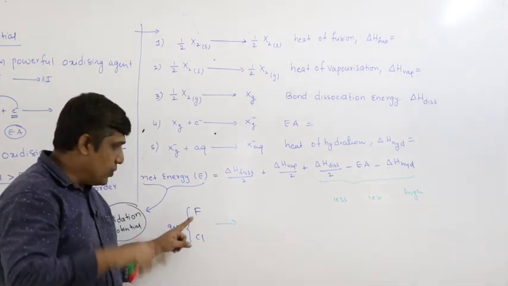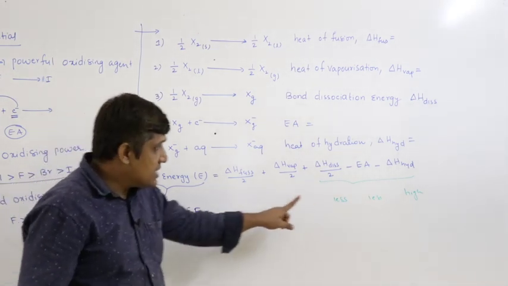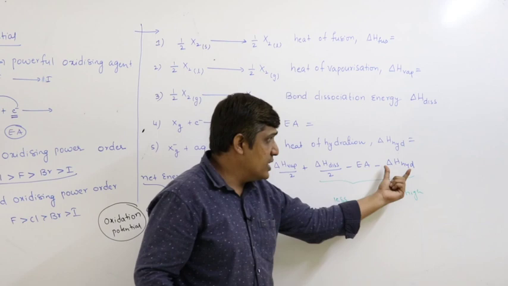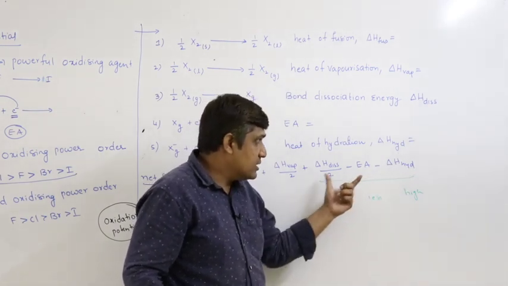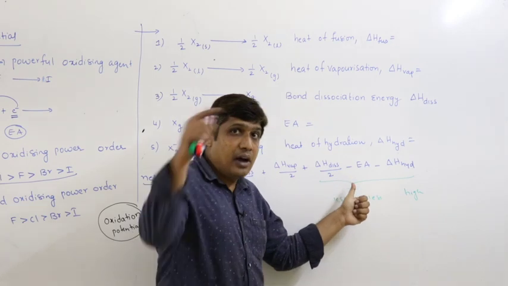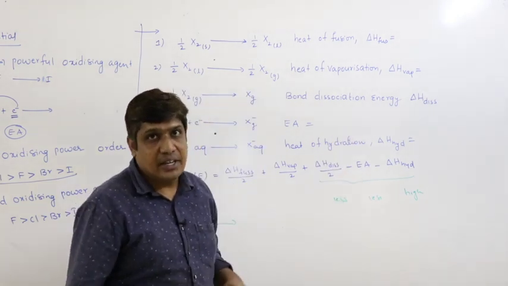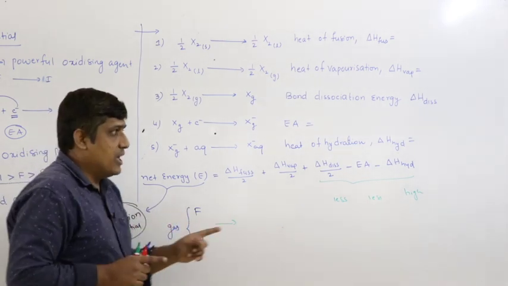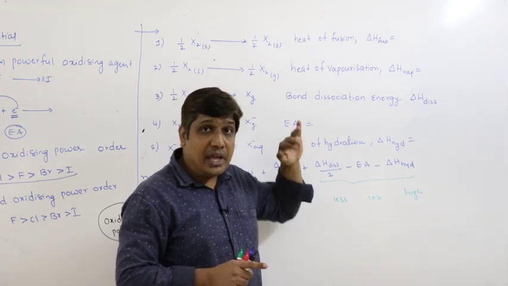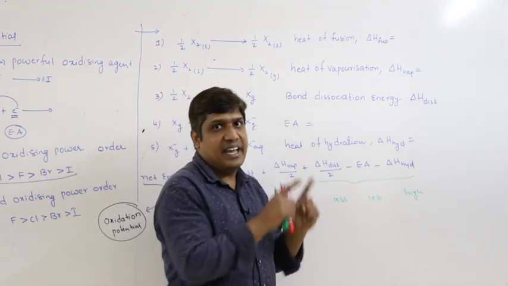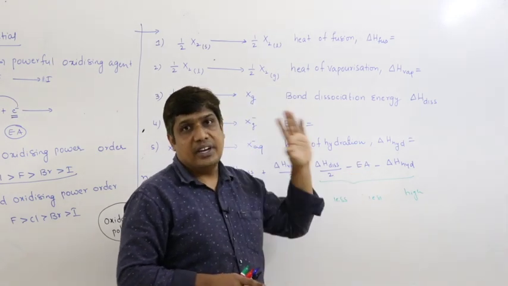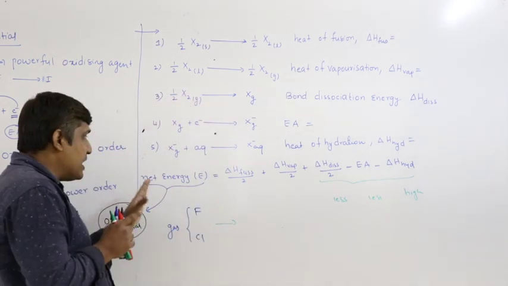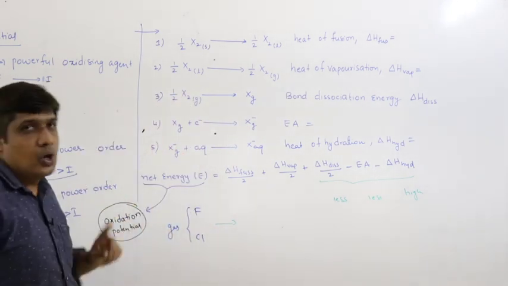Compared to chlorine, fluorine has less dissociation energy and high heat of hydration. Now this value is positive, this value is negative. The net value, the sum of these two, can compensate for the less electron affinity. Once again, fluorine has low dissociation energy, which is a plus point, and high heat of hydration compared to chlorine. These two can compensate the lower electron affinity value of fluorine. Hence, fluorine's net energy is more negative compared to chlorine.